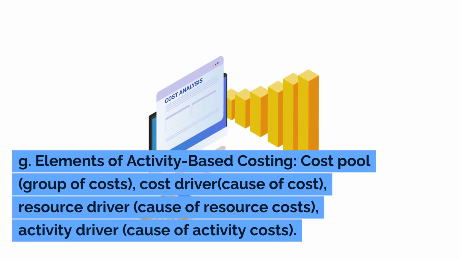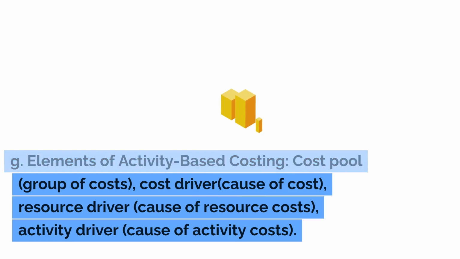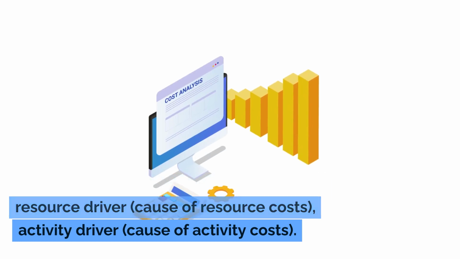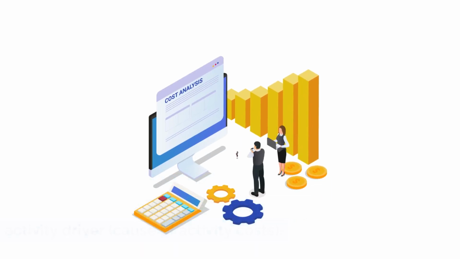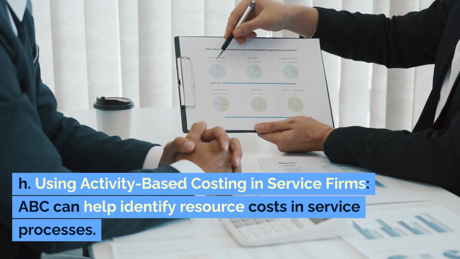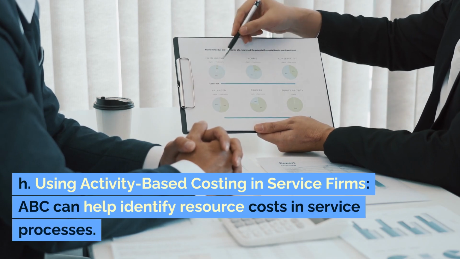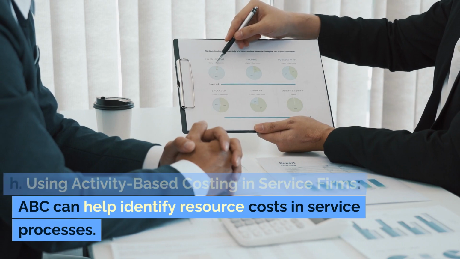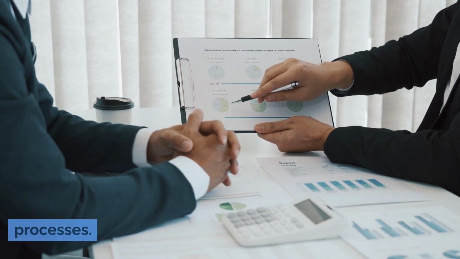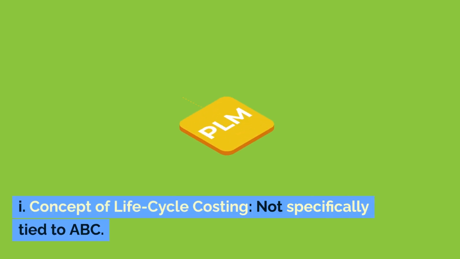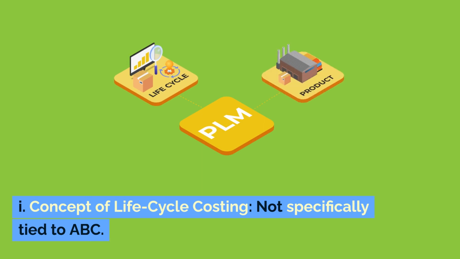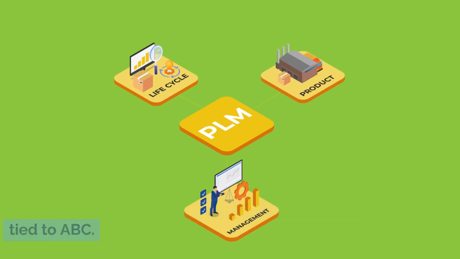G. Elements of activity-based costing. Cost pool, group of costs; cost driver, cause of cost; resource driver, cause of resource costs; activity driver, cause of activity costs. H. Using activity-based costing in service firms. ABC can help identify resource costs in service processes. I. Concept of life cycle costing, not specifically tied to ABC.